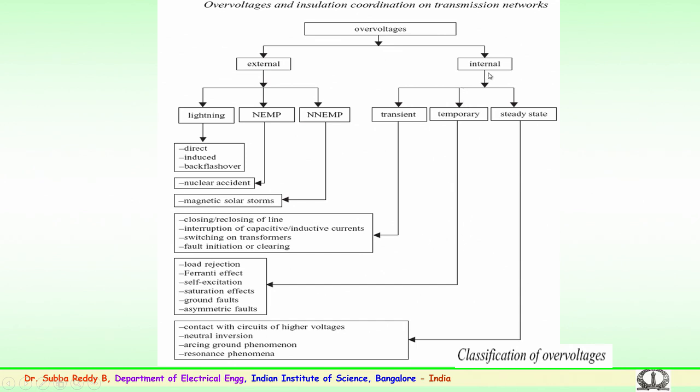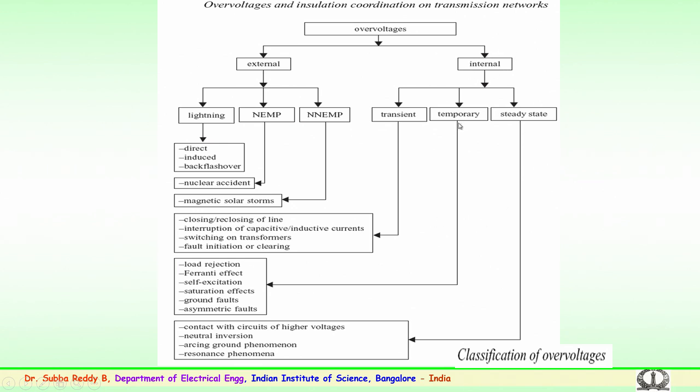The second category, the internal operations of the power system, can cause transient over voltages. This transient, what we were talking about, is a surge or switching over voltage which may happen because of closing and re-closing, that is opening and closing of the lines, or interruption of capacitive or inductive currents, or switching on transformers, or fault initiation or clearing of the fault. These aspects may create transient or switching surge voltages in the transmission network.